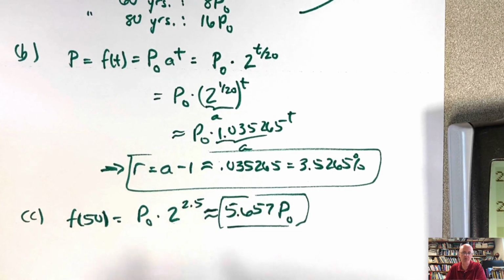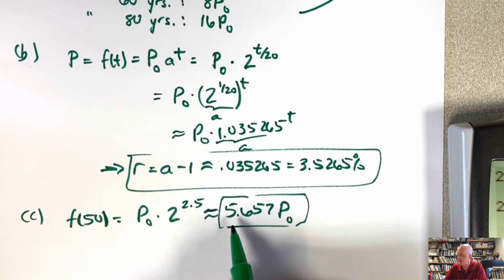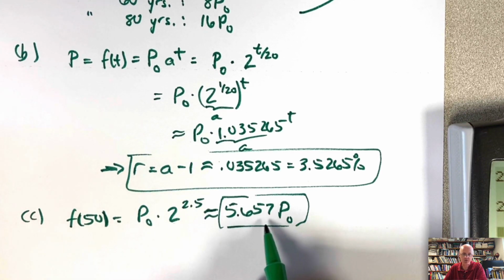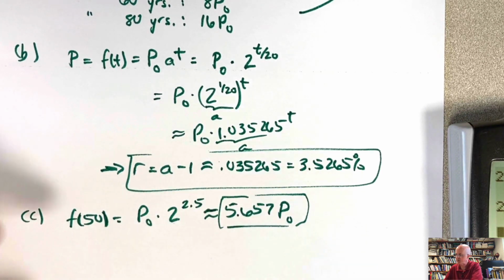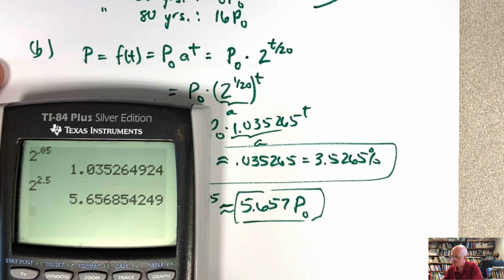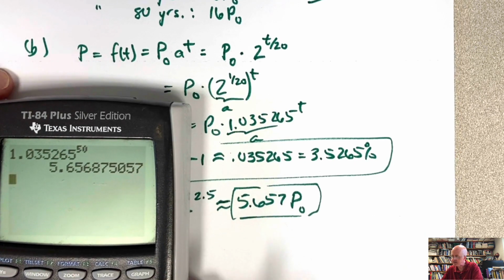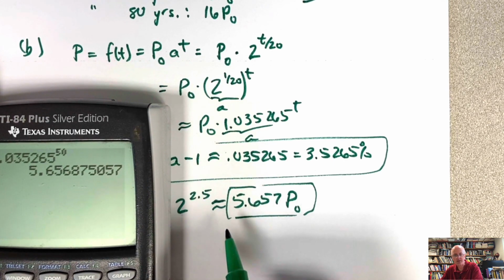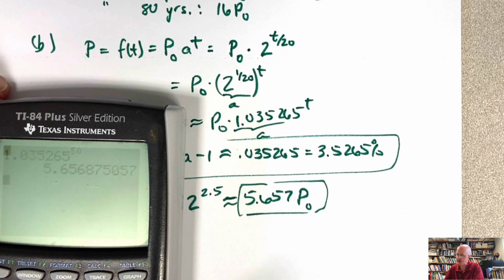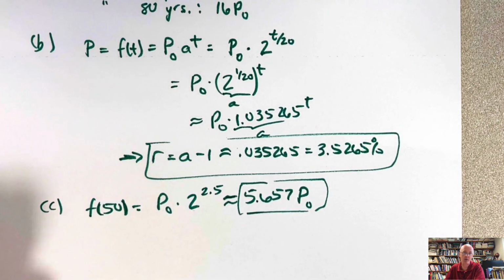Again, if you had a particular number for P sub 0, like 10,000, then this would be 56,570 approximately. Let's double check that we get the same thing with this, up to some rounding. 1.035265 to the 50th power. Yes, gives us about 5.657 again. Okay, as a confirmation that we got the right answer.